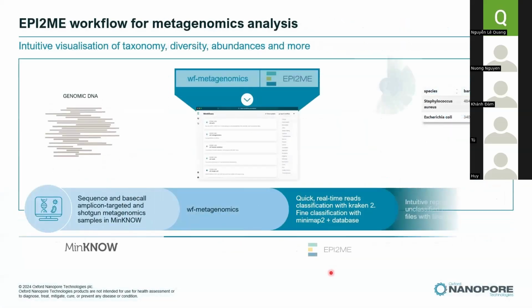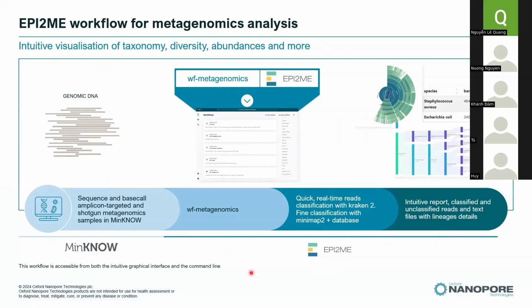And in terms of analysis, we have WF metagenomics for identification of the origin of single reads from both amplicons, targeted or shotgun metagenomic sequencing. It also provides you with intuitive reports with interactive graphics. Again, you can run it in real time to see the composition of the microbial profiles in your sample, or you can do it post run with a finer workflow that requires more computing.